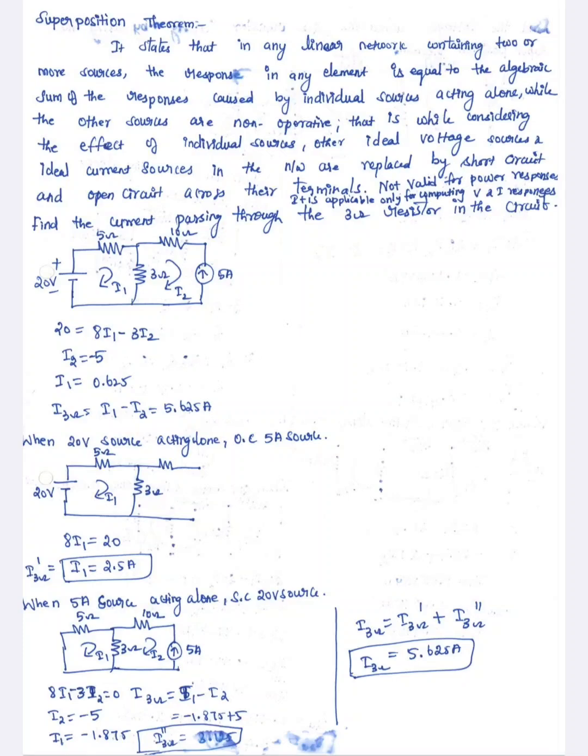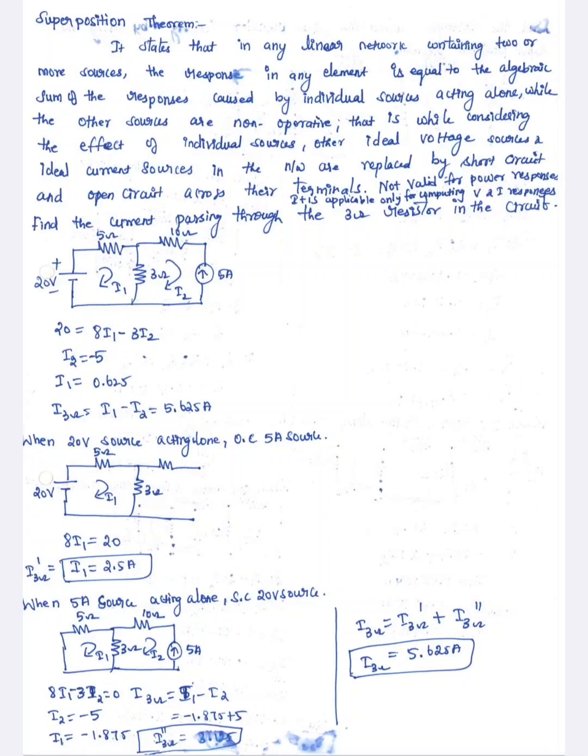So here we can find two meshes. For the first mesh, you have to apply KVL, and you get the equation 20 = 8I1 - 3I2. The second mesh is a super mesh, that is, I2 = -5 amps. The mesh current direction and the current source direction are opposite, so you write I2 = -5. Now you substitute the I2 value in the first equation, and you get the I1 value.